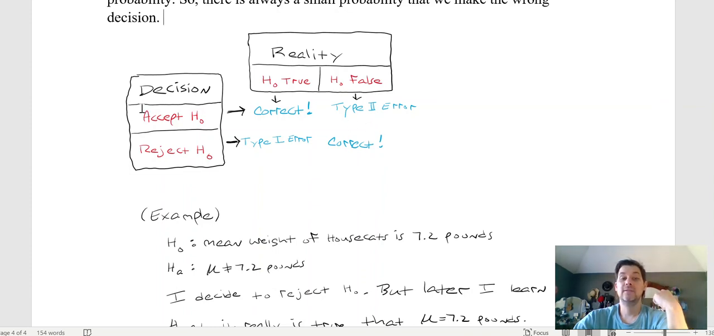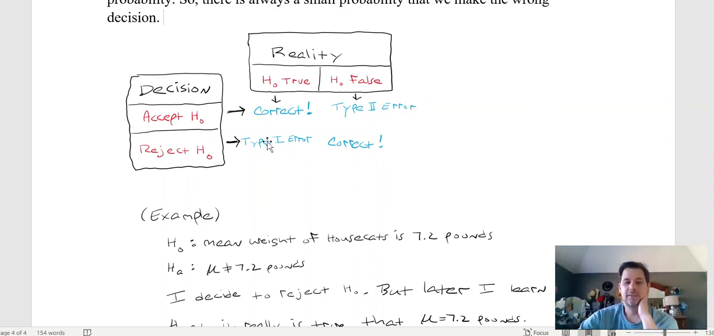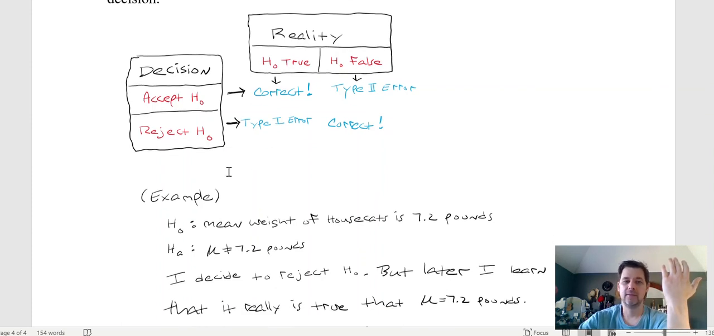Where the mistakes come in: you accept the null hypothesis as being true, but the null hypothesis is actually false. That's called a type 2 error. And then suppose that your decision is to reject the null hypothesis, but in reality the null hypothesis is true. Then that would be a type 1 error. So those are the two ways that you can make a mistake in hypothesis testing.